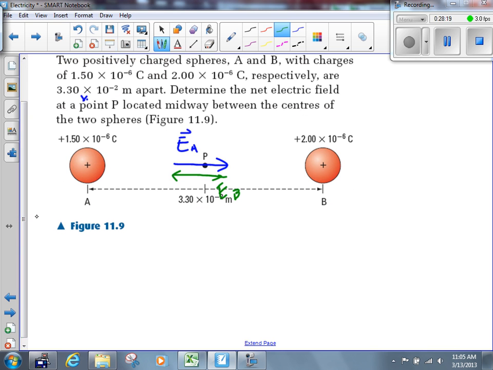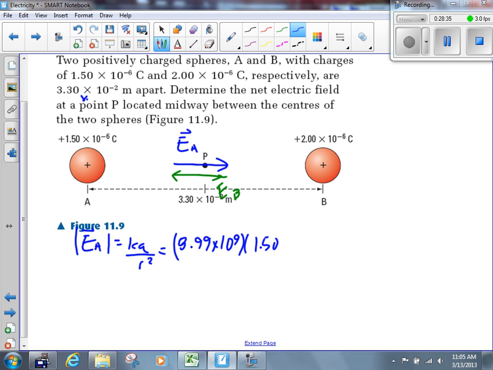All right, let's get both of those field strengths here. Let's say EA is going to be KQ over R squared. It's a producer, so let's use the producer equation. Make sure you use the right charge here. It's 1.50 times 10 to the minus 6. Even if it was a negative charge, we'd still make it a positive. R is what? 3.3 times 10 to the negative 2?